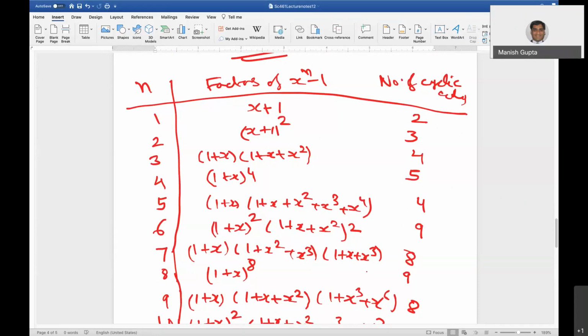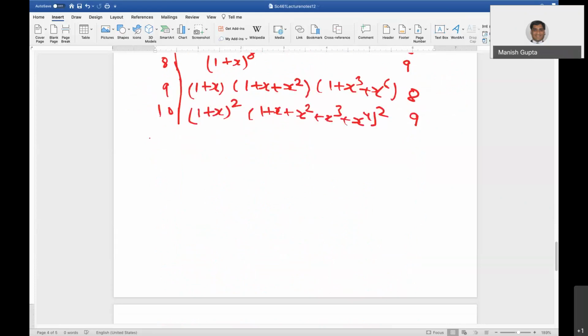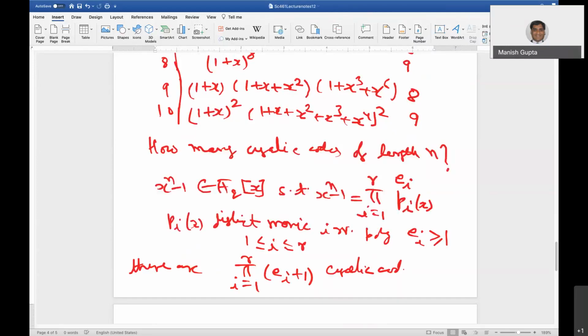Let us take the example of x cube minus 1, and I will show you. In fact, I'll give you one result here actually. Number of cyclic codes I can write down. So suppose the p_i are distinct monic possible polynomials, and suppose the e_i are such that 1 less than or equal to i less than or equal to r. Then the product over i of (e_i plus 1) cyclic codes of length n are possible.